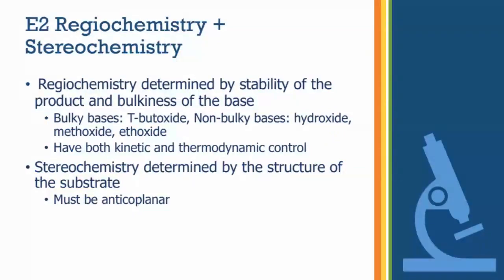Okay, so E2, regiochemistry and stereochemistry. This gets a little bit stickier, just because it's not just controlled by stability anymore. For regiochemistry, it is controlled both by the stability of the product and by the bulkiness of the base. So for bulky bases, you'll only have to remember this one. He won't ever give you any other ones. And in terms of non-bulky bases, he'll normally either give you hydroxide, methoxide, or ethoxide.